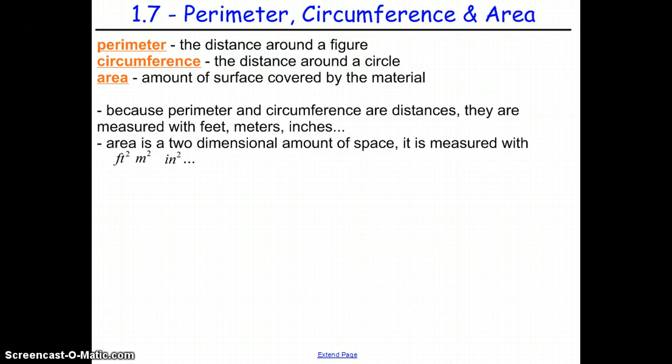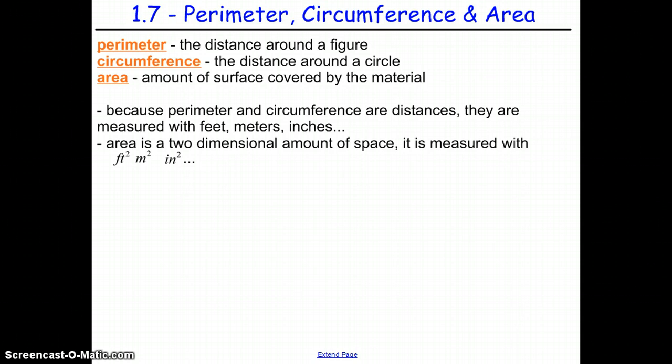Area is the amount of surface covered by the material. So if you think about the area of a room, you have two dimensions. You got the width of the room, you got the length of the room. So area is a two-dimensional thing, and that's what it says there in the bottom.